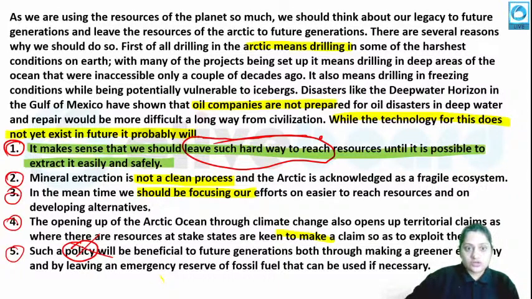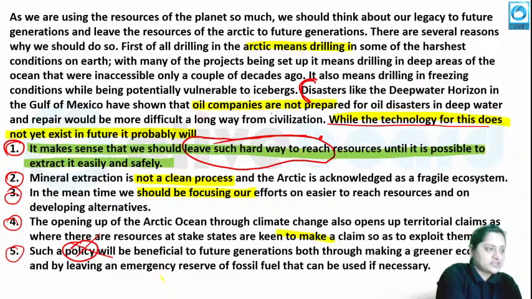So what we need is something which will go with the last few lines. If disaster happens, companies are not prepared to handle disasters. There is no technology we have for it as of now. So it is sensible that we leave the hard to reach resources until it is easy and we can extract them easily. Because the theme here is that drilling minerals in the Arctic is not useful.